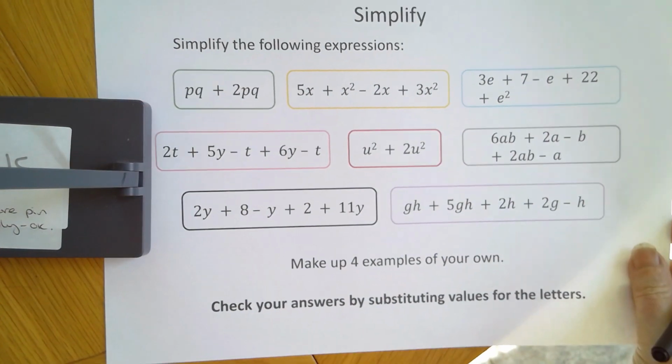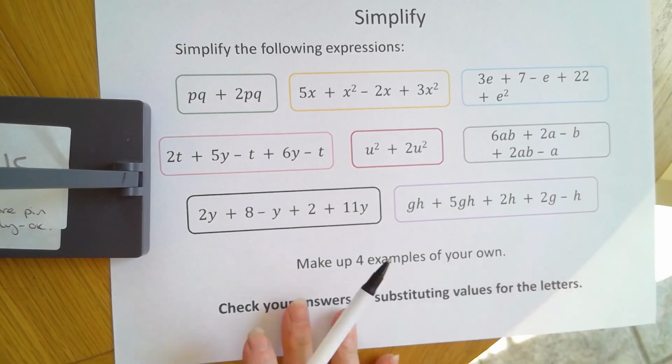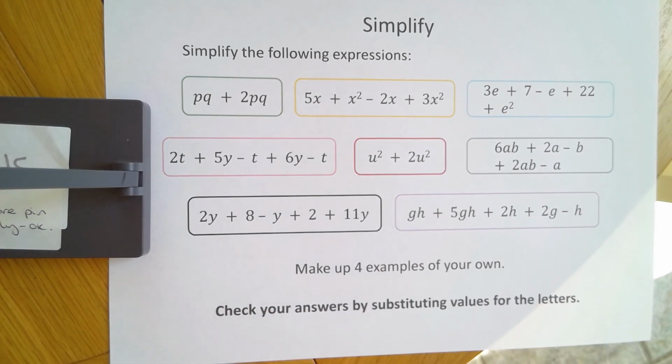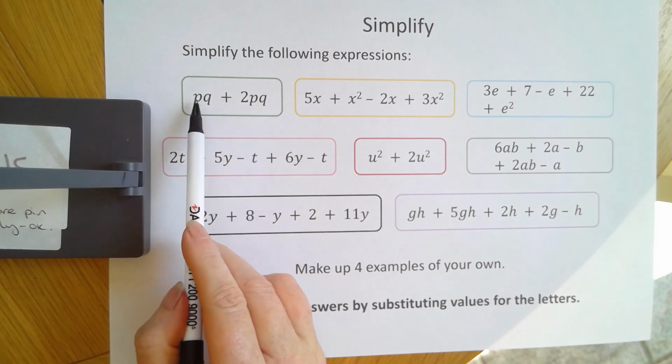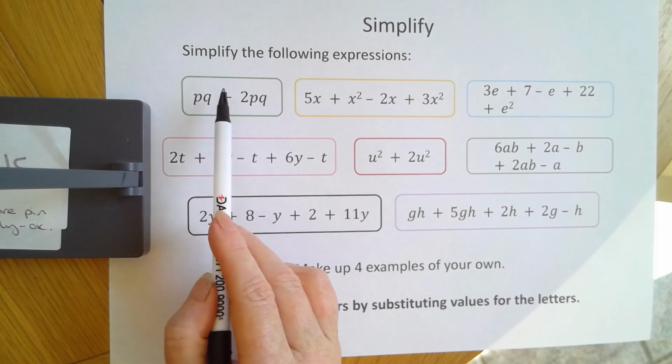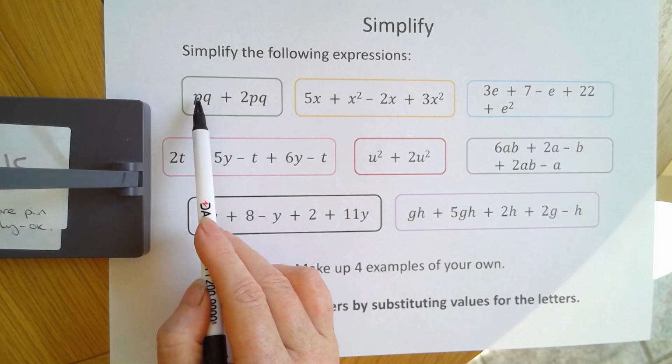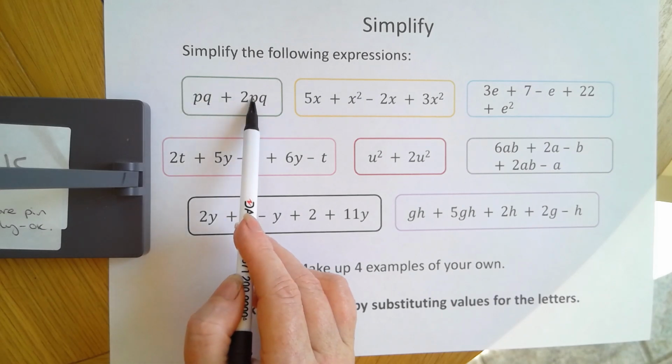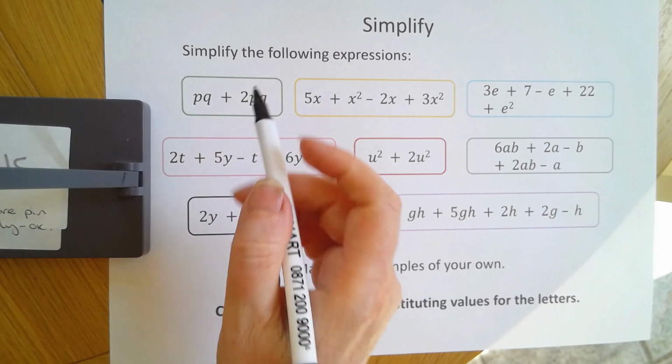So when you're looking at more complicated expressions and you're being asked to simplify, you need to think about whether or not the letter part actually means the same thing. Okay, so if I look at this one, I've got a PQ here and a PQ there. The letter parts are the same. So we've got 1 PQ there and 2 PQs there. So we've got 3 of the PQs.